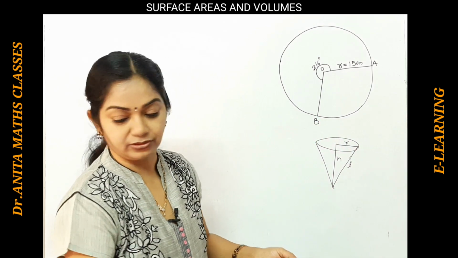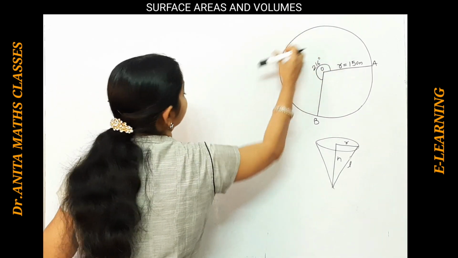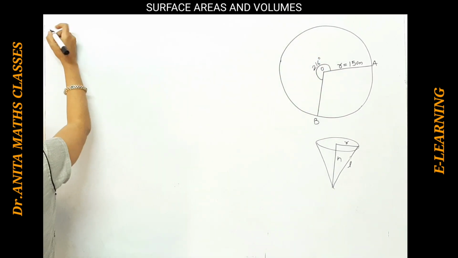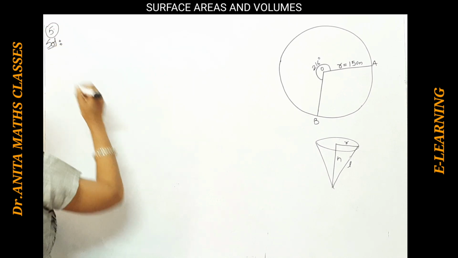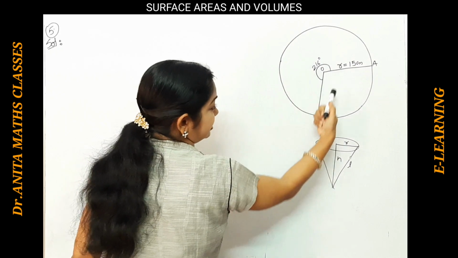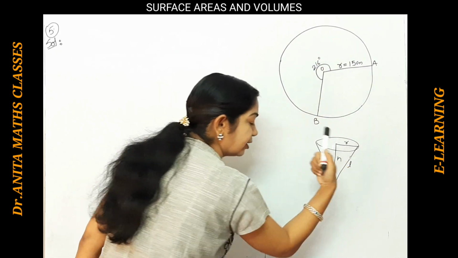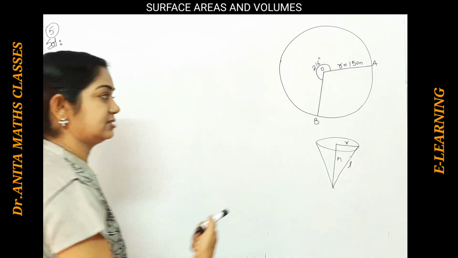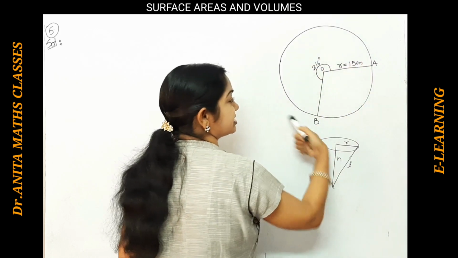But here you have to clearly observe what is given for us first. This is the fifth problem. Here given is the angle of the sector and the radius of this circle. This radius is not the radius of the cone. Remember that. This is the radius of the circle.